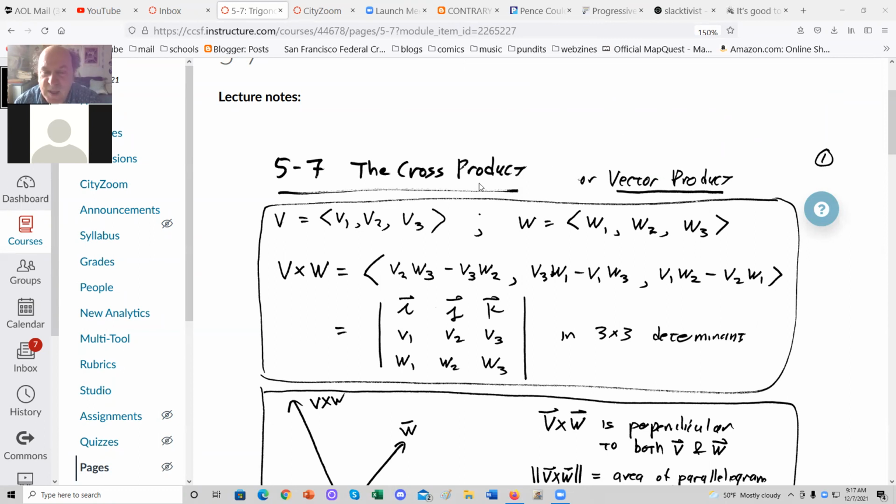It's for three-dimensional vectors, three components: v1, v2, v3, w1, w2, w3, and the cross product is this: v2 w3 minus v3 w2, v3 w1 minus v1 w3, v1 w2 minus v2 w1. What it looks like is a 3x3 determinant, where i, j, and k are unit vectors. So here you go: i times (v2 w3 minus v3 w2), minus j times (v1 w3 minus v3 w1), plus k times (v1 w2 minus w1 v2).